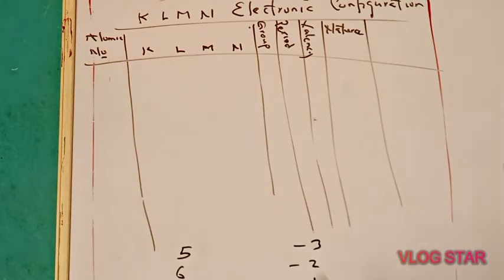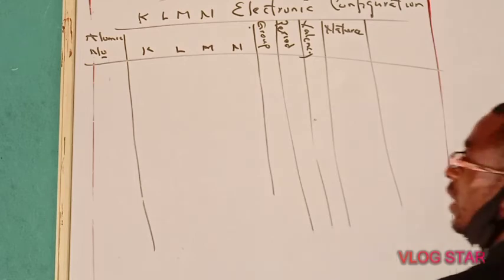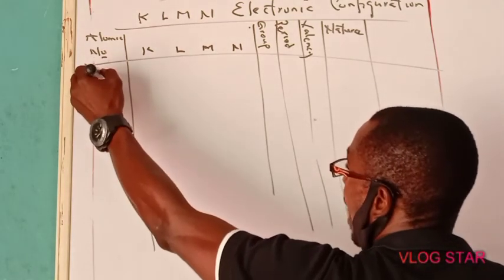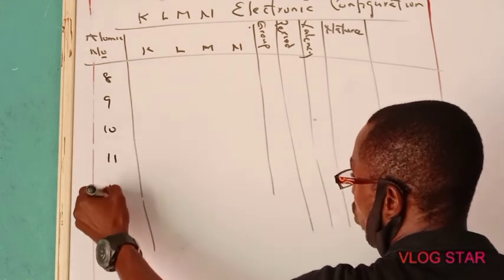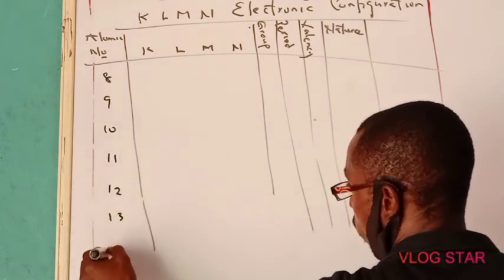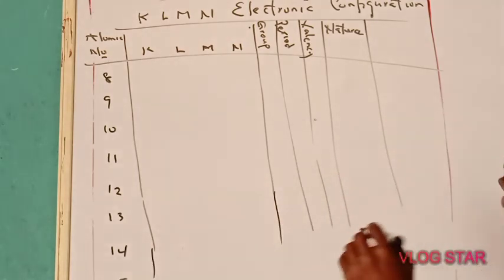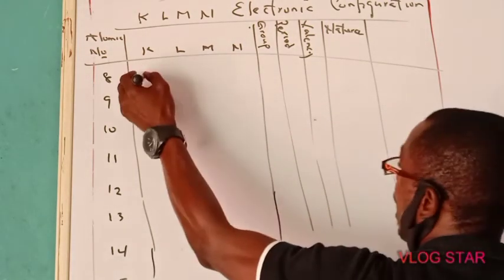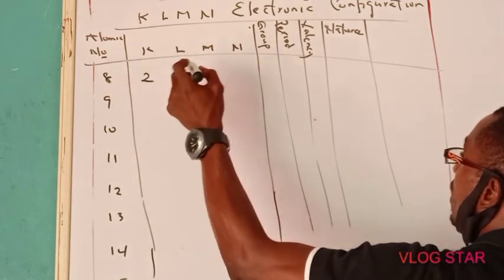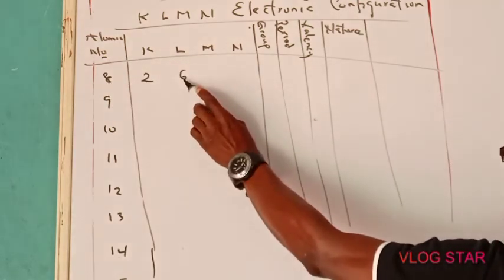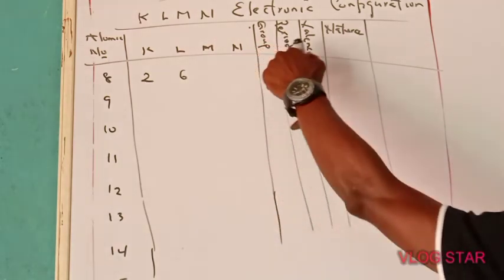So let's quickly look at this now. I will just pick atomic number 8, 9, 10, 11, 12, 13, 14, 15. So the first shell will take how many electrons? 2. Remaining how many? 6. Now, because it has 6, it belongs to group 6 and period 2.